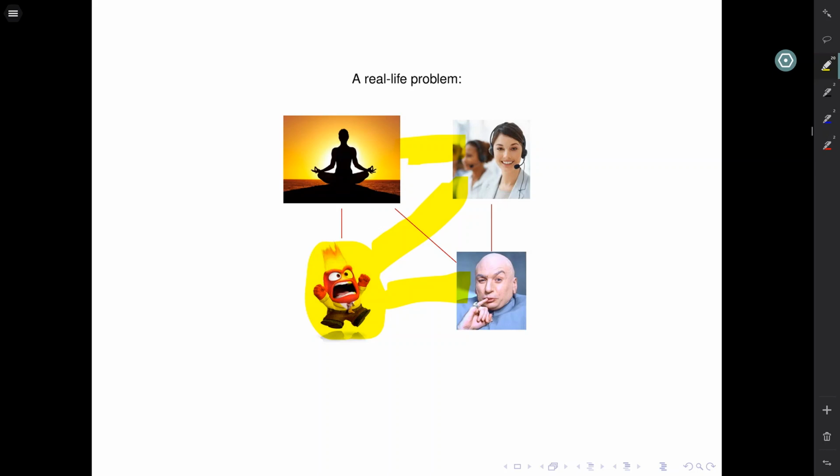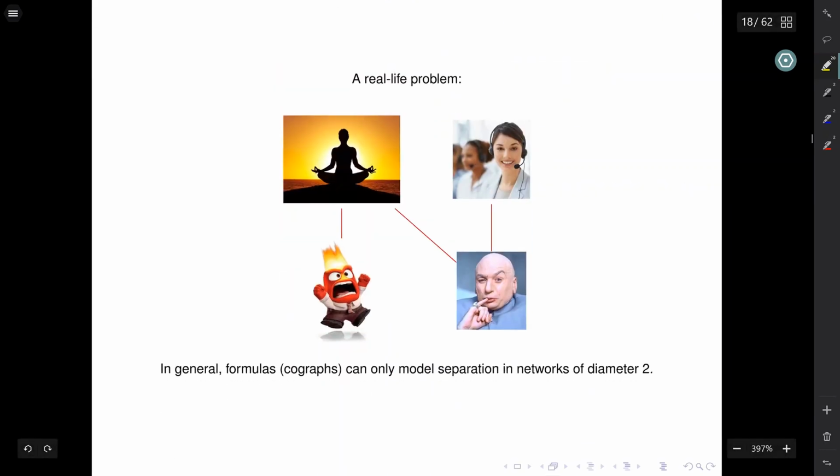And this simple network could not be represented if we built things up using binary operators representing separation and concurrency, as illustrated previously. So we can only model separation really in networks of diameter 2 because of this restriction that we cannot have paths of length 3 appearing in our graphs which are induced by our formulas.